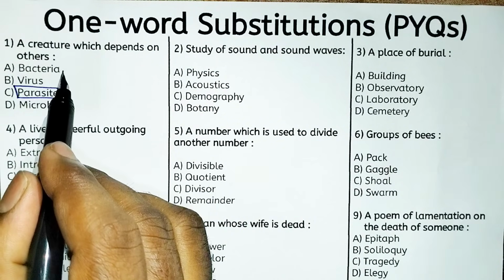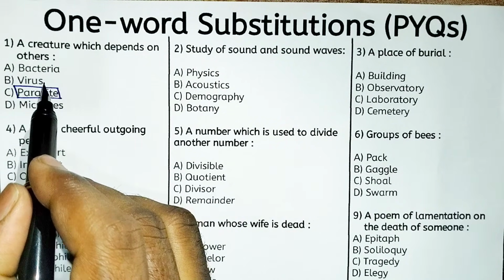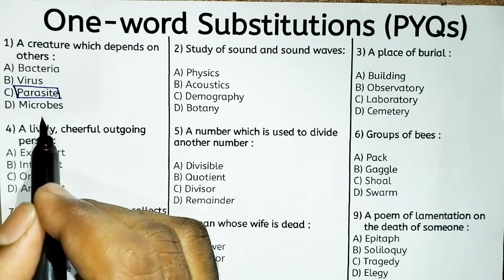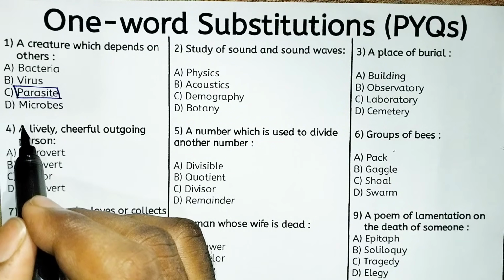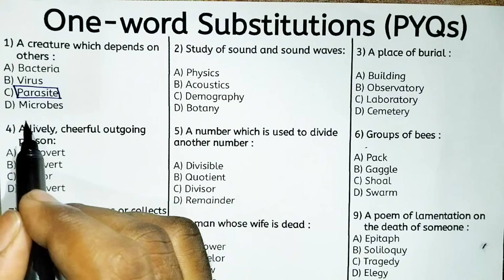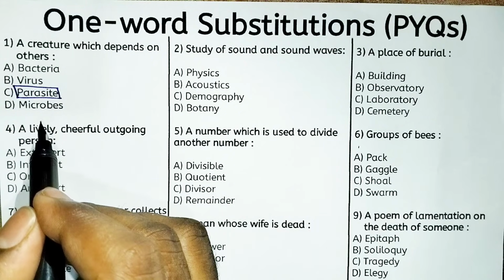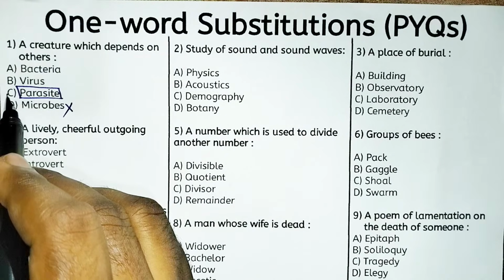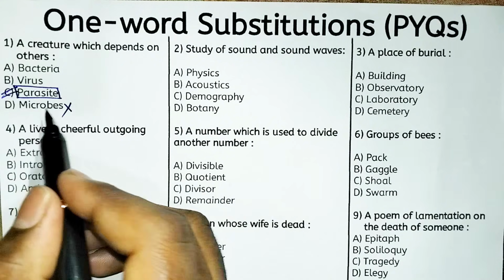So bacteria is not the right answer. Virus also not the right answer. Microbes mean organisms, include both harmful and harmless. Okay. So microbes is not the right answer. The right answer is option C, that is parasite.